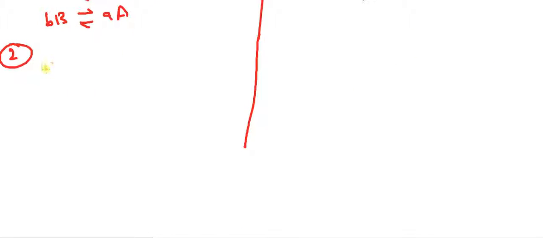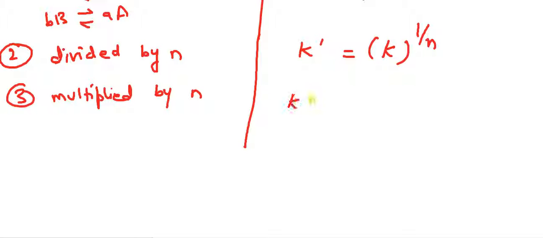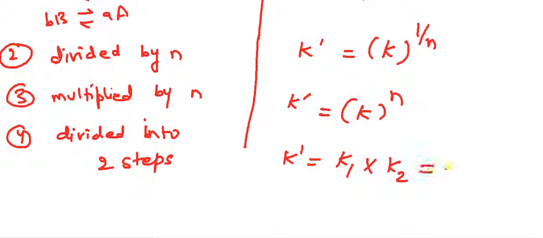Okay, second, divided by n. So K dash will be K raised to the power 1 by n. Third case, multiplied by n. Therefore K dash will be equal to K raised to the power n. Fourth, divided into two steps, and K dash will be equal to K1 of the first step times K2 of the second step. That will be the new constant.